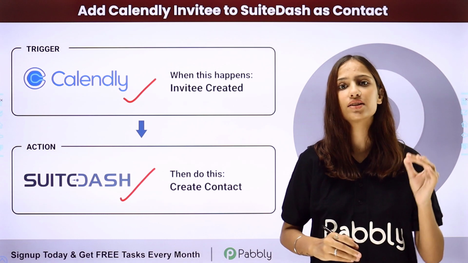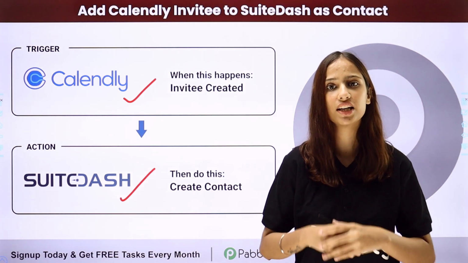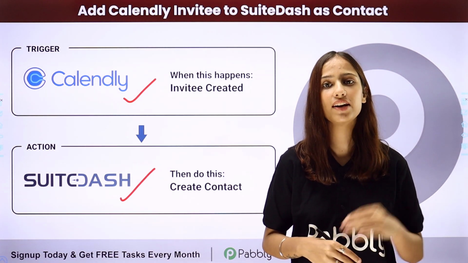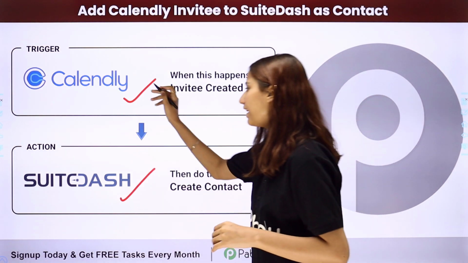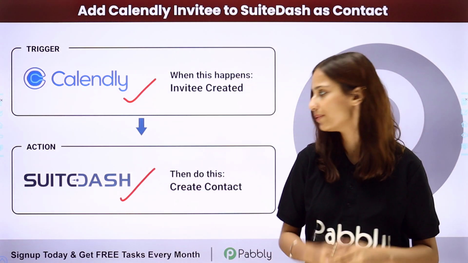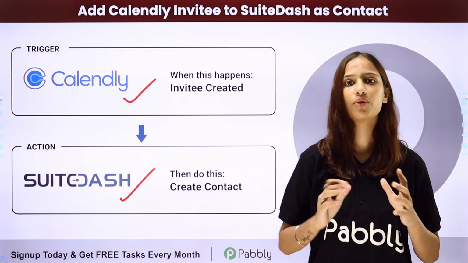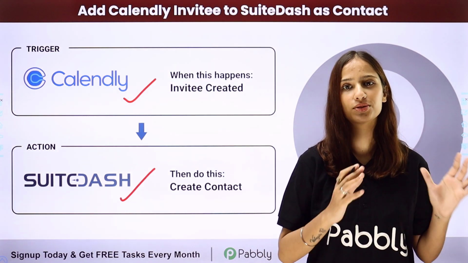So now to create this automation between these two applications, we will be using Pabbly Connect, where our trigger application will be Calendly and our action application will be SuiteDash. So to learn how we set up this automation, follow me through the screen.